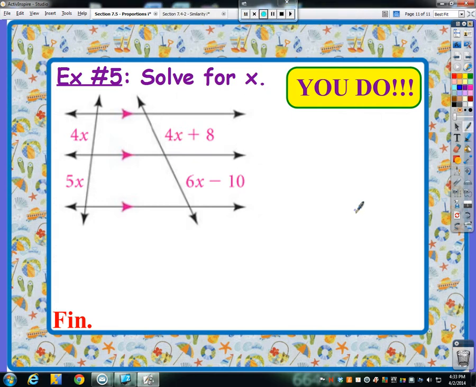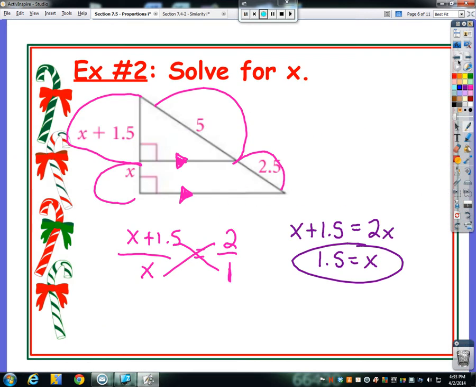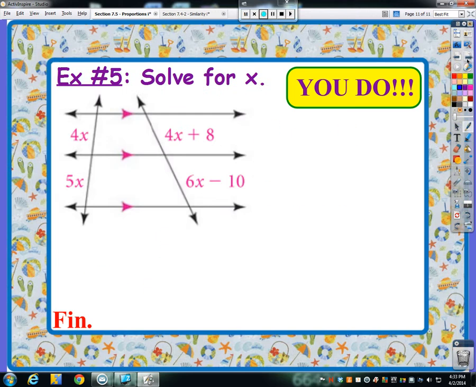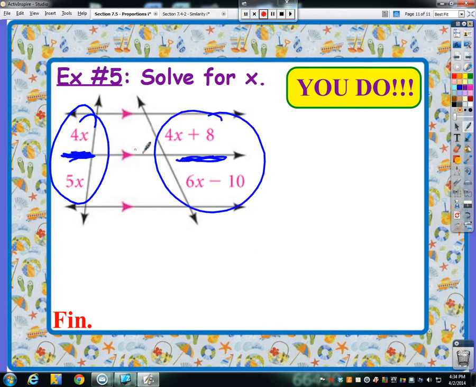Solving example 5, which was the last example of video 5, we have to use the corollary to the triangle proportionality theorem, which was this guy right here. Looking at this particular problem, these two pieces are going to go together as a ratio, and these two pieces are going to go together as a ratio, and we can set them equal to each other. Now, two different ways to look at this problem. We're going to start off looking at it just the way it is.